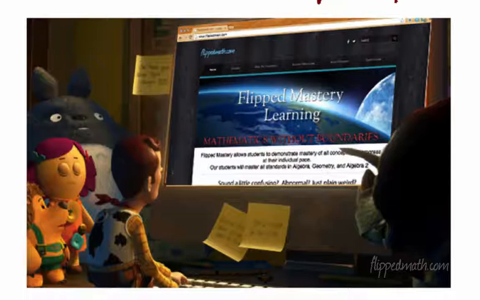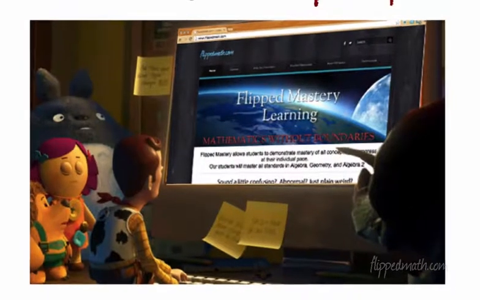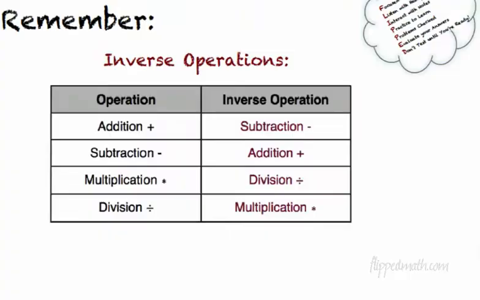Hey, algebra buddies. You've got Unit 3, Section 2. We're solving two-step equations here. Remember the inverse operations we talked about before. It's how you undo your equations. It's how you solve. You work it backwards.